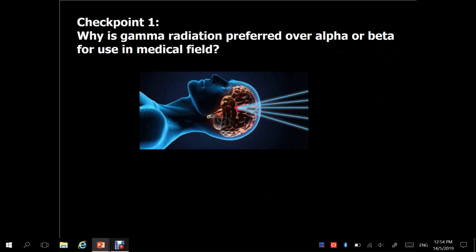So let's take a look at checkpoint 1, which is below page 6. Why is gamma radiation preferred over alpha or beta for use in medical field? In the context of, say, treating the tumor. Over here, this patient, we would like to treat him for tumor, which is found on this side of his head.